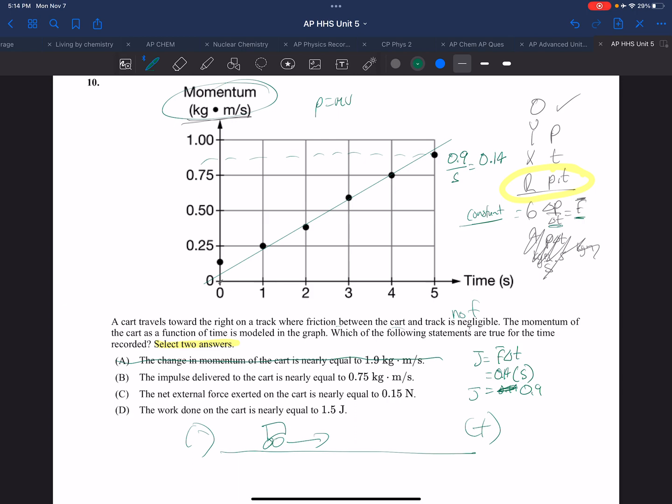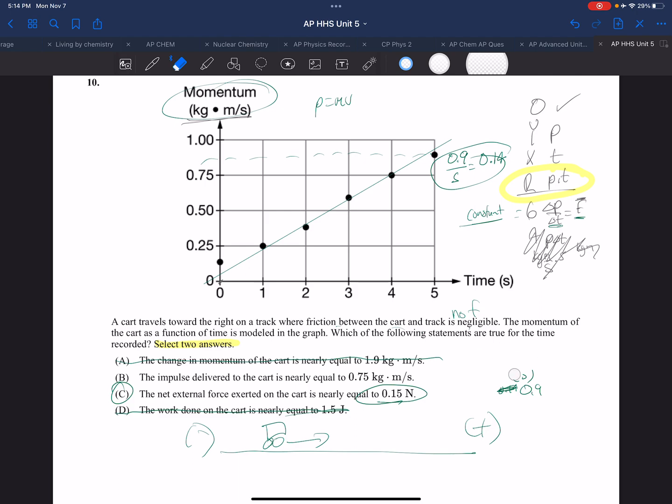We calculated the slope and found it to be 0.15. So that looks like the true answer. The work done on the car is nearly 1.5 joules. Well, I wouldn't have selected this question if we could answer the question about the work done. So we're looking for that second choice, and it turns out I misspoke earlier about that 0.75.